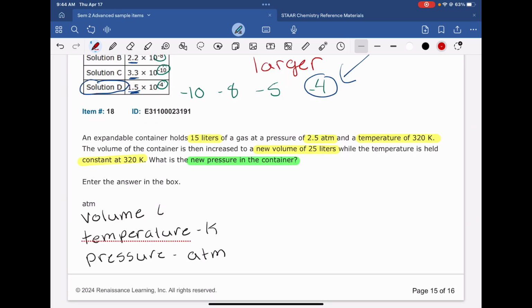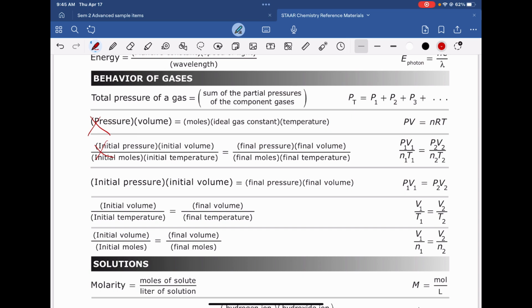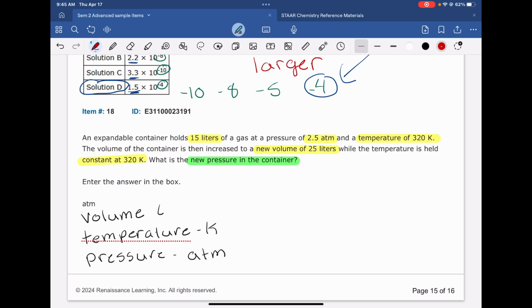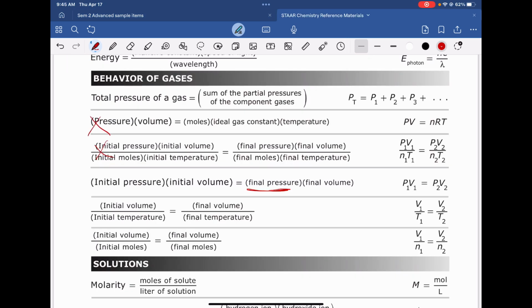Here, it gives us our initial volume, which is 15 liters, and our final volume, which is 25 liters. It also gives us our initial temperature of 320 K, and it says that it remains constant. It's asking for the new pressure. So it gives us our initial pressure, which is 2.5. It's asking us to find our final pressure, so this one could be an option. This one has initial volume, initial temperature, and final temperature. It's not asking us to find volume or temperature, it's asking us to find pressure. So in this case, this is the equation that we're going to use right here.